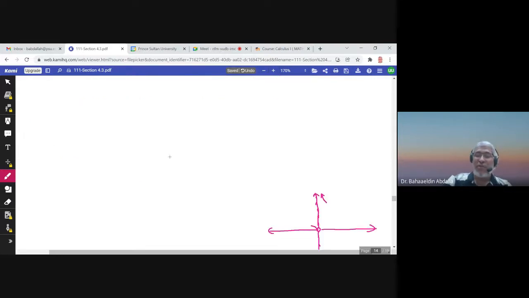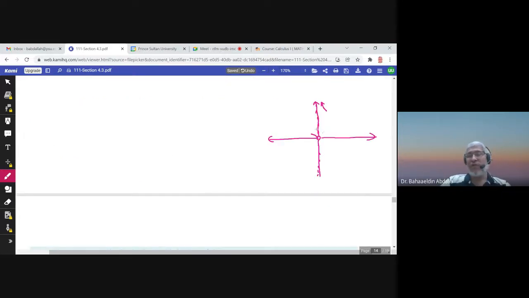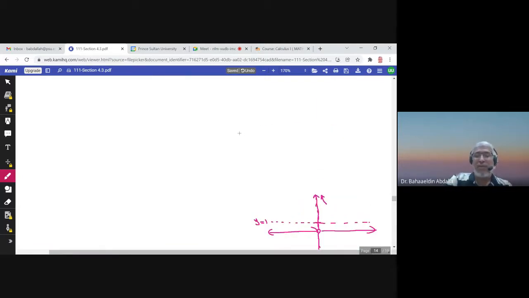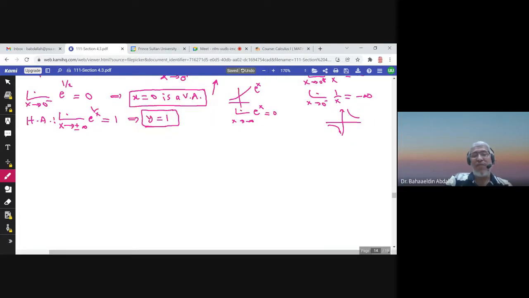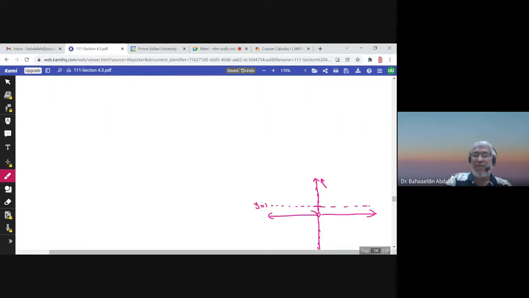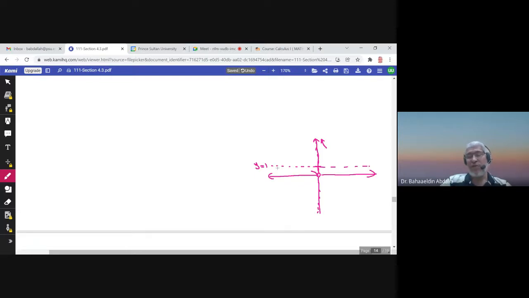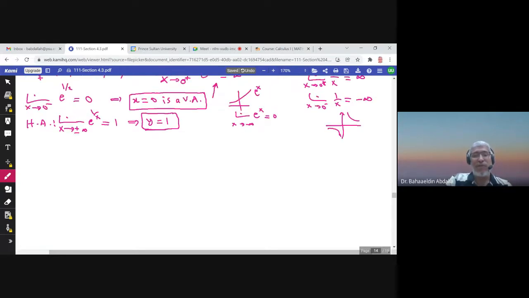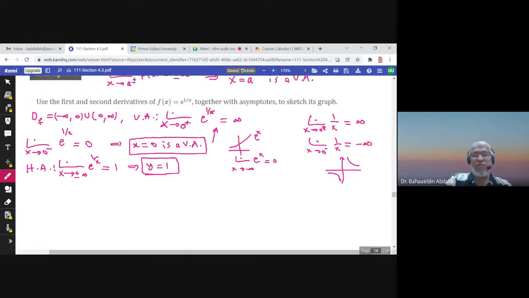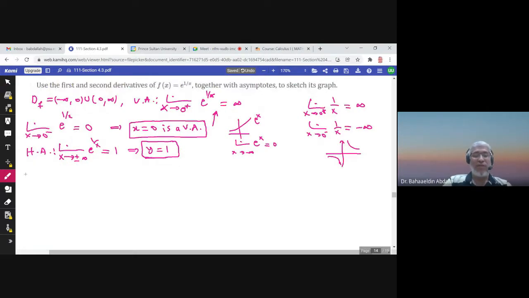So this is another piece of information. Let us put it on the graph. So if this is 1, this line is a horizontal asymptote, y equals 1. So when x approaches infinity and negative infinity, the curve becomes closer to this line. So it seems to me that the curve will continue like this in this part. Good. Now we found the domain and the asymptotes. Now we are ready to find f prime.